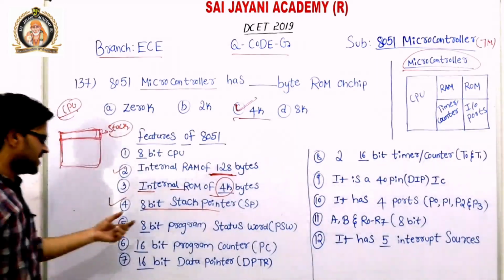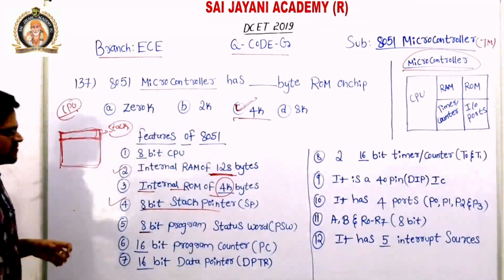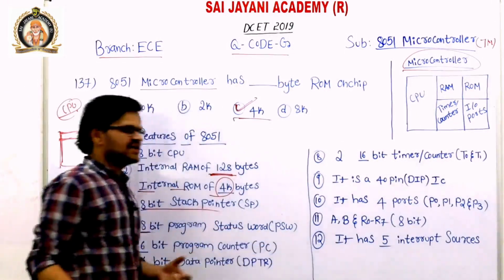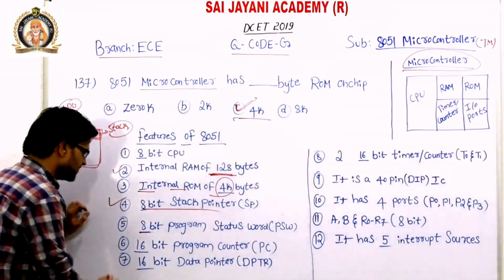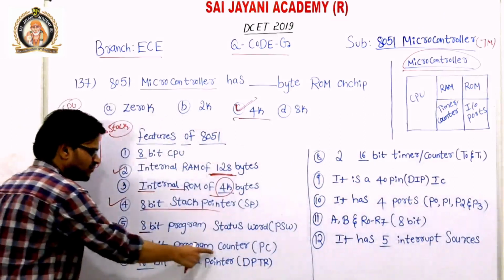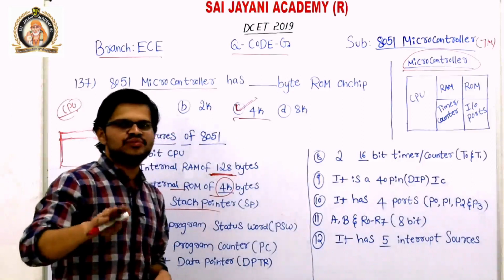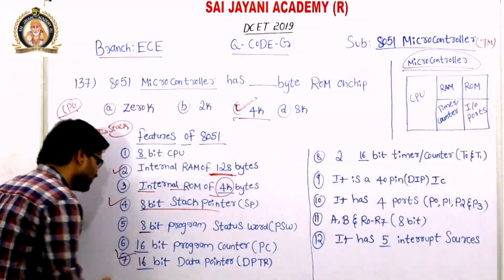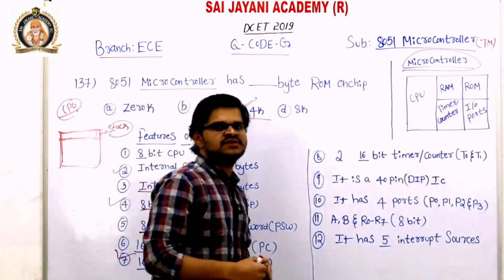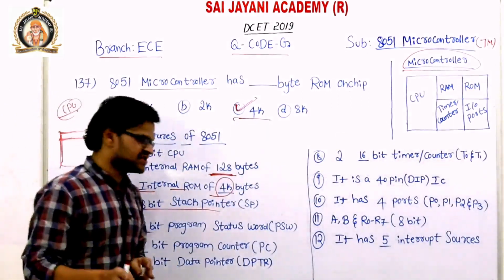The next feature is the 8-bit program status word. The program status word stores the status after doing the calculation. Similarly, it has a 16-bit program counter. This program counter holds the address of the next instruction to be fetched. And the seventh feature is it has a 16-bit data pointer register. The data pointer register also holds an address.